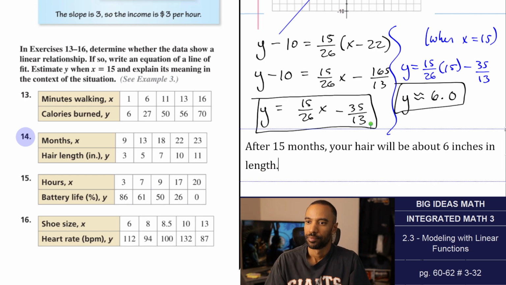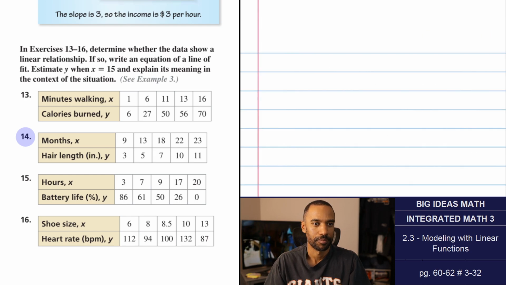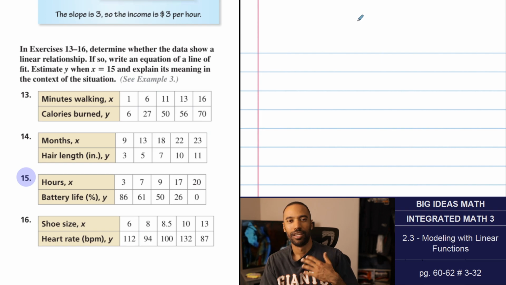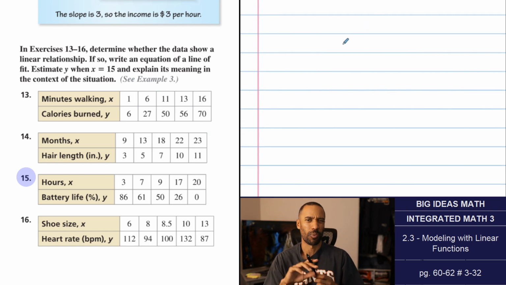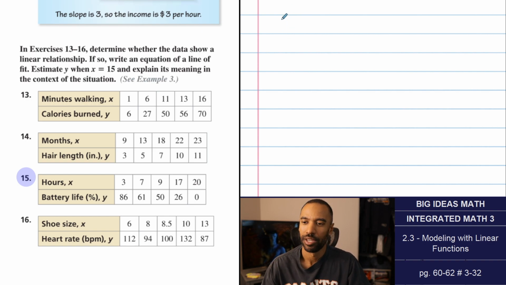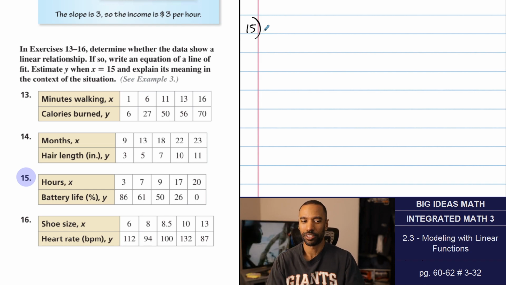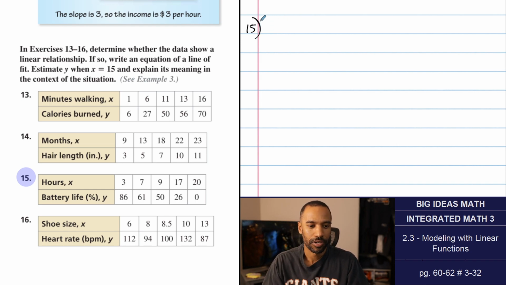Okay, all right. Let's go to number 15. I pray that I make a line where the numbers are so clean, even if they're decimals, as long as it's not a weird, long repeating decimal. I don't want these fraction ones anymore. I want to get one where I make a really good line of fit. All right, hours and battery life.